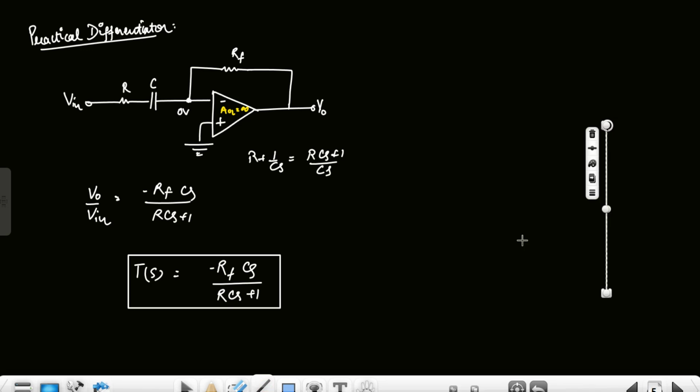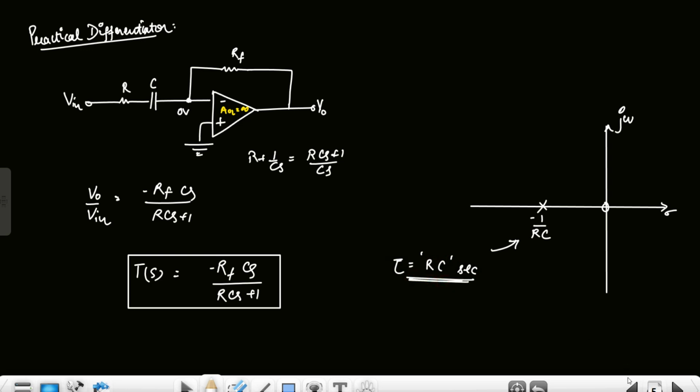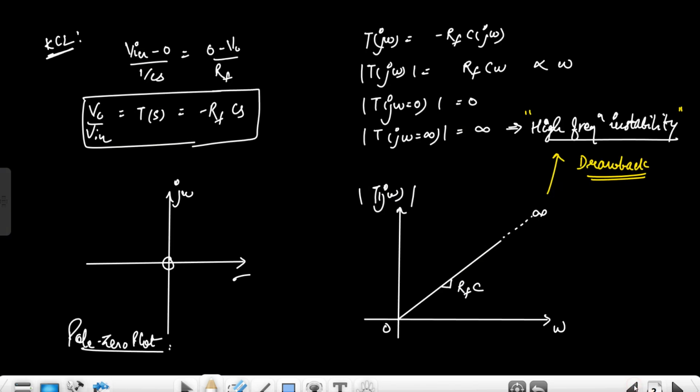So the pole-zero plot looks like this: the pole at minus 1 upon RC and a 0 at the origin. From this pole, we can clearly talk about the time constant. It is simply RC seconds. But I haven't mentioned the time constant in the ideal differentiator.